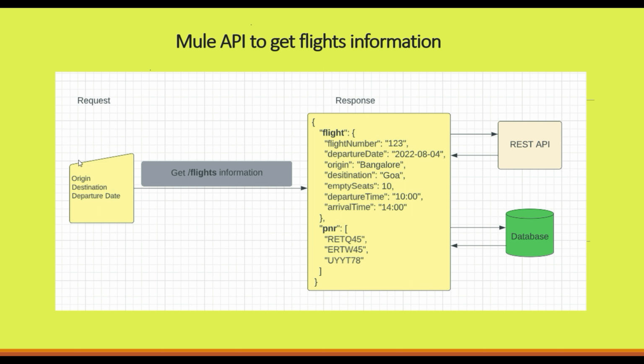In this case, let's see what we have done. We have defined the request and response information as part of the API specification. We are getting the flight information and PNR array. But the flight information that we are getting is based on the example, and that is not the real implementation. If you want to get the flight information, we have a REST API which gives the flight information based on origin, destination and departure date. And the PNR information we will get from the database.